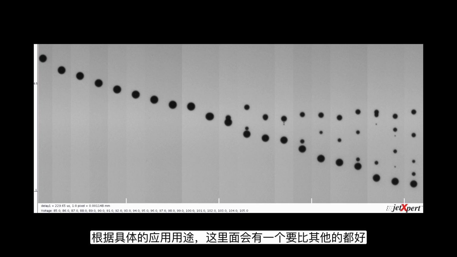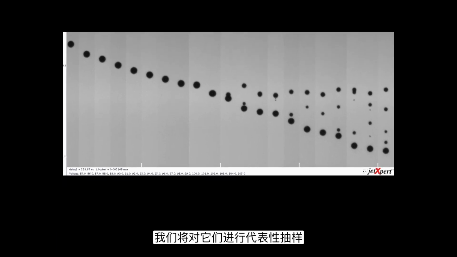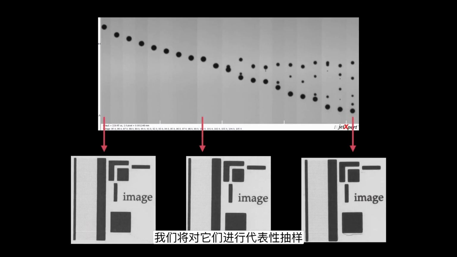And again, based on the application, one of these is going to be better than the other. And we have to decide where's the right balance between the two of those. And the way that we're going to do that is by actually printing our images. So we see what the drops look like here. We're going to take kind of a representative sampling. So maybe this waveform, and this waveform. And we're going to actually print a sample image and we'll compare.